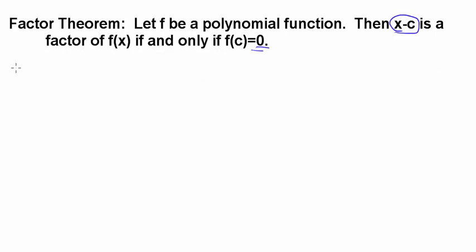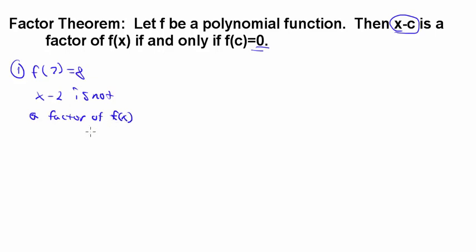In other words, looking back to our problem number 1, we had f of 2 equal to 8. Since it's not equal to 0, x minus 2 is not a factor of f of x, because we did not get 0 as a remainder. However, in number 2, we had f of negative 4 equal to 0, which means x plus 4 is a factor of f of x.